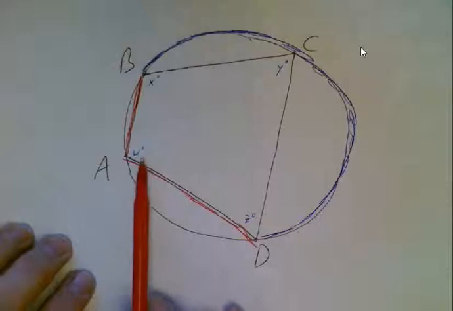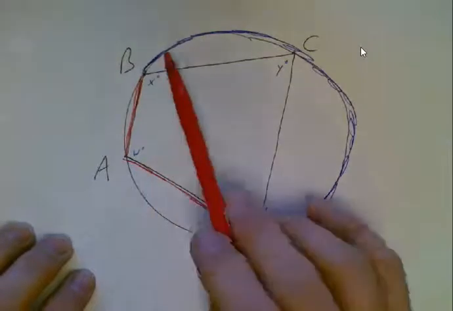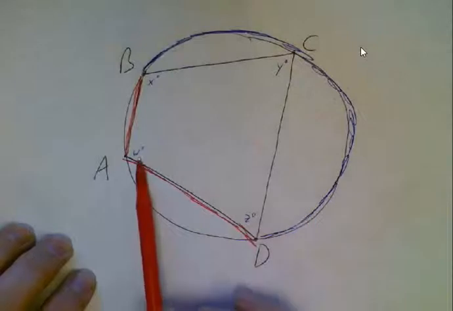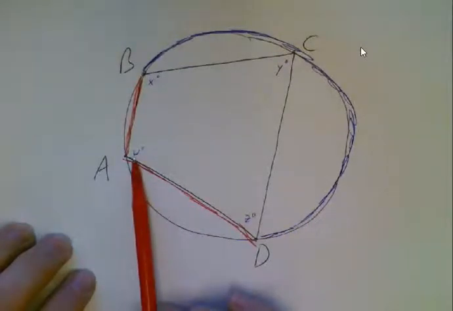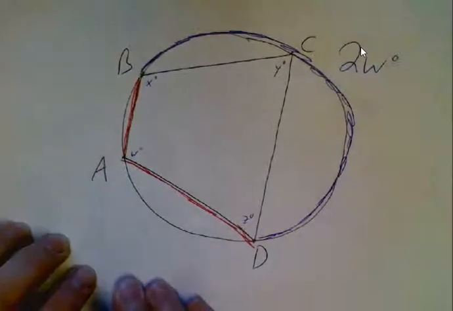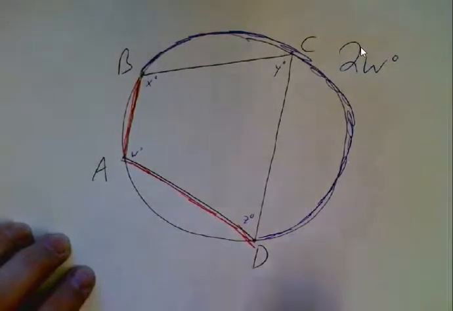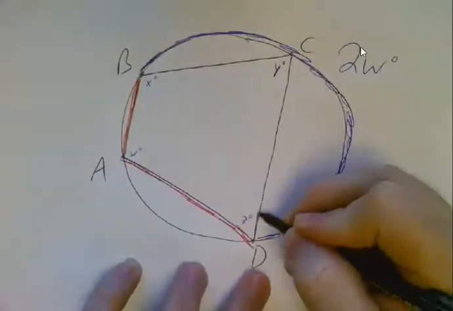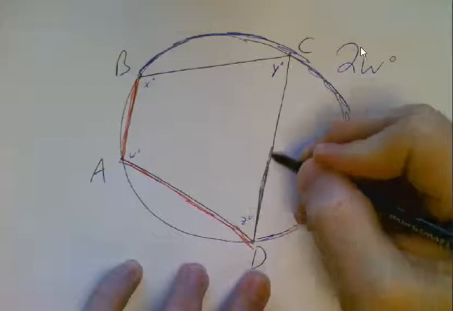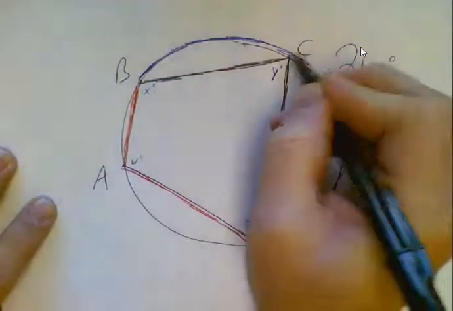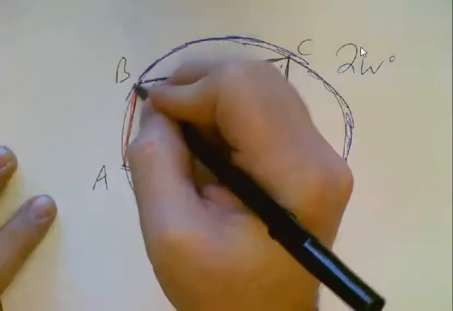Now, if the measure of angle A is W, what would you expect the measure of this arc to be? Hopefully you doubled that, because we know that when you double the inscribed angle, you get the intercepted arc. So the measure of this intercepted arc is 2W. Let's go the other way. Focus on angle Y. Angle C, where the Y is, is this black one, and that intercepts arc BD.